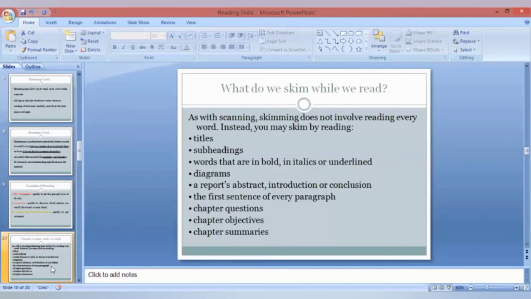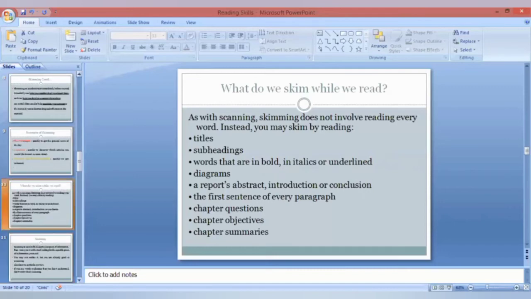Then you also skim the first sentence of each and every paragraph that you read, then chapter questions, chapter objectives, chapter summaries. So these are the different elements of a written text that you skim in order to get the meaning out of it.